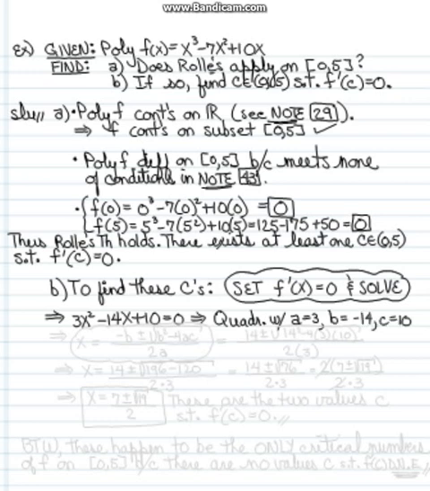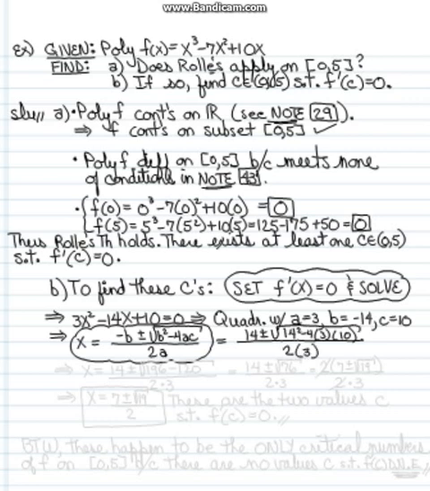So we're going to use the quadratic formula with a equals 3, b equals negative 14, and c equals 10. The quadratic formula is negative b plus or minus the square root of b squared minus 4ac, over 2a. So that's equal to negative negative 14, which will give you a positive 14, plus or minus the square root of negative 14 in parentheses squared, which is the same as 14 squared, minus 4 times 3 times 10, over 2 times 3. And now it's just a matter of arithmetic, simplifying this.